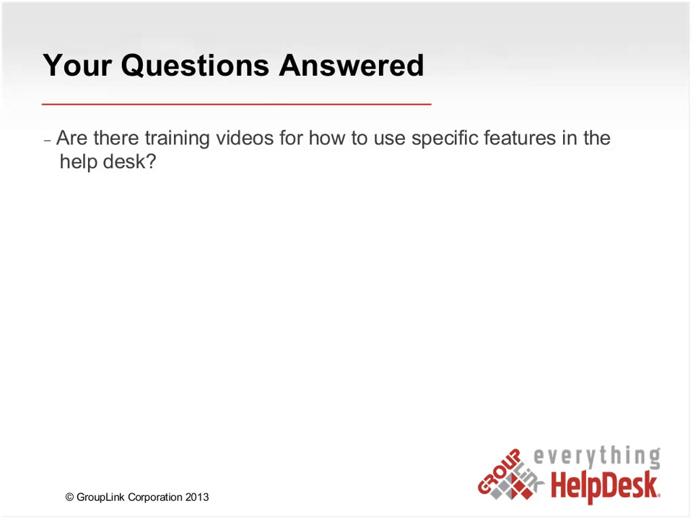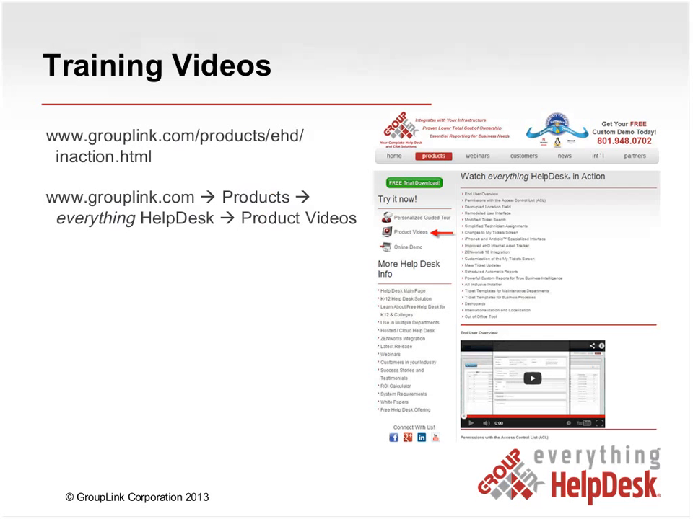Yeah, there are a couple different ways that you can locate our training videos. Keaton, if you could just click, there we go, thanks. You can go to our direct link, which you can see right there, grouplink.com/product/EHD/inaction, or you can go to grouplink.com and navigate your way. First you would click on products, then select everything help desk. Then on the left-hand side you'll click on product videos. This will bring up a list of training videos that we have created that cover specific features in the help desk, such as end user overview, permissions with the ACL, decoupled location field, and so on.